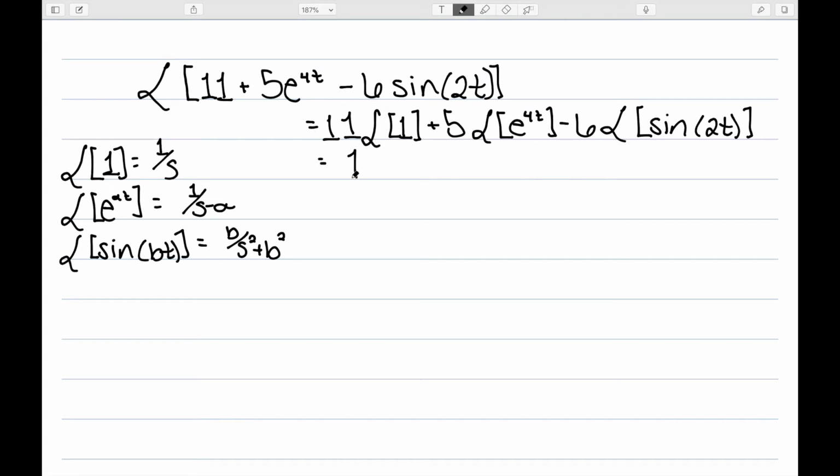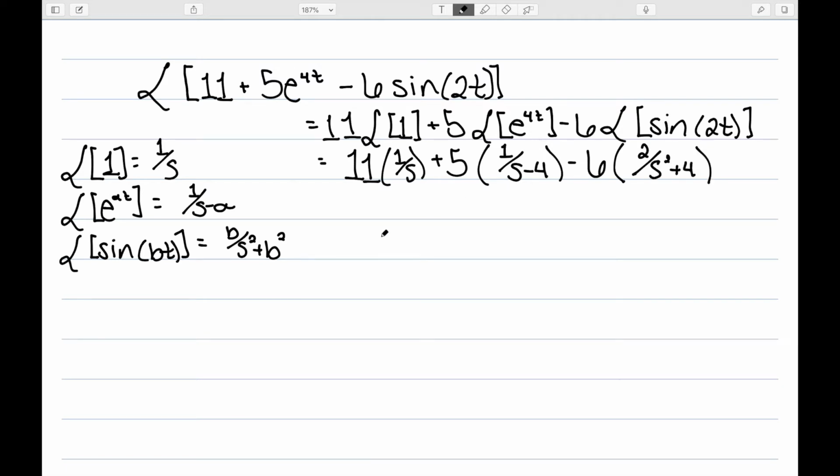Using what I have, the transform of 1 is 1 over s. For e to the 4t, I'm going to let alpha be equal to 4, so this will be 1 over s minus 4. And for sine of 2t, I'm going to let b be 2. So this will be 2 over s squared plus 4. We can then simplify. This will be 11 over s plus 5 over s minus 4 minus 12 over s squared plus 4. So we have our transformation.